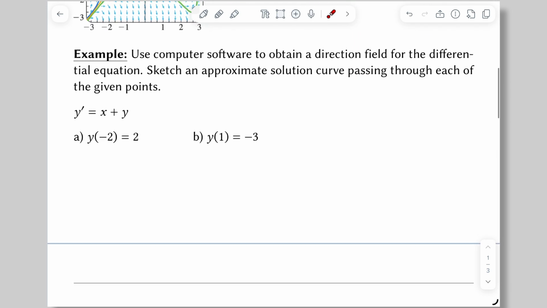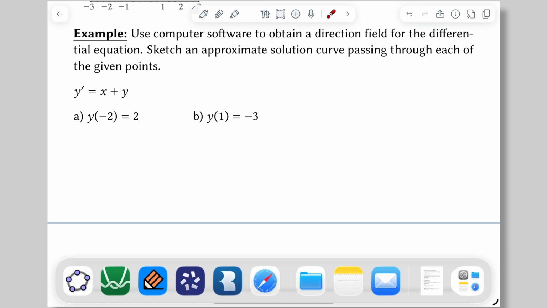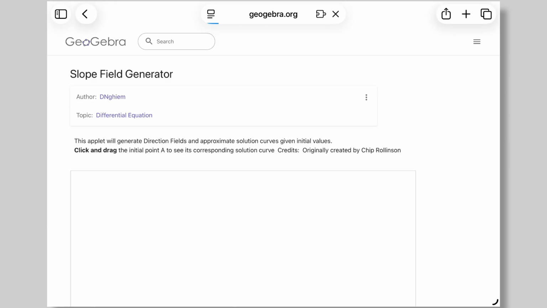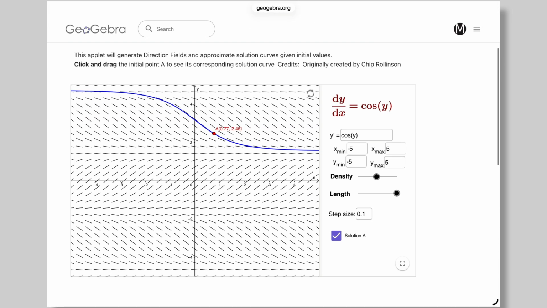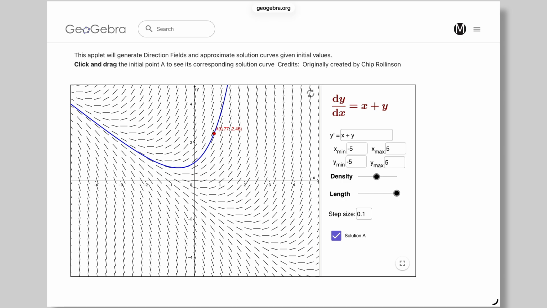Next, we're asked to use computer software to get a direction field. And I'll tell you, you're not going to be asked, at least by me, to produce a direction field by hand. Our differential equation is y prime equals x plus y. And what I've done is just gone to Google and searched slope field generator. I see one from Desmos, I see one from GeoGebra. I'm going to use the GeoGebra one here. Thanks, Chip Rawlinson, for making this. It'll always default with the same function, but we can retype to give us y prime equals x plus y, and there's our slope field.